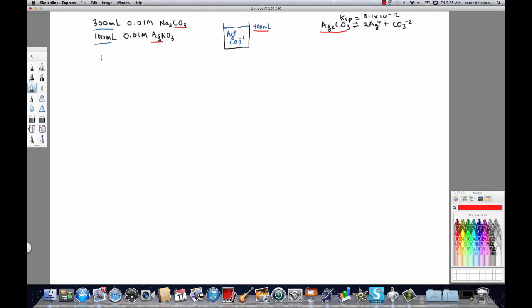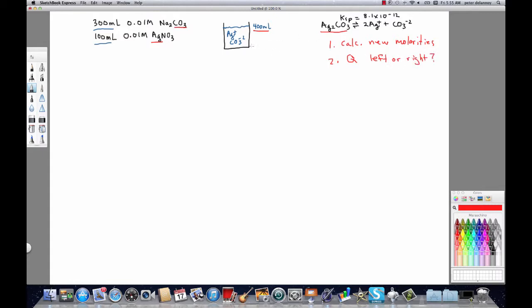And then the second thing we're going to do is calculate a Q. So maybe we should make a list. Number one, we're going to calculate new molarities. The second thing is to calculate a Q value, because we need to know whether or not the reaction is going to shift to the left or the right.